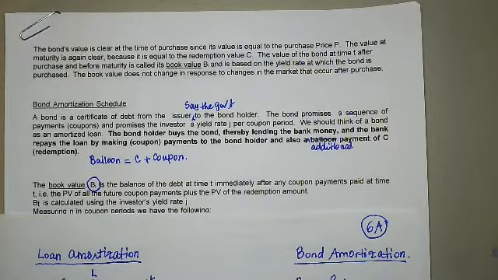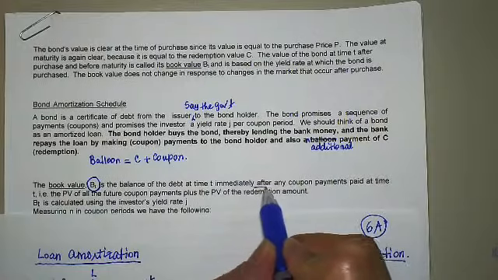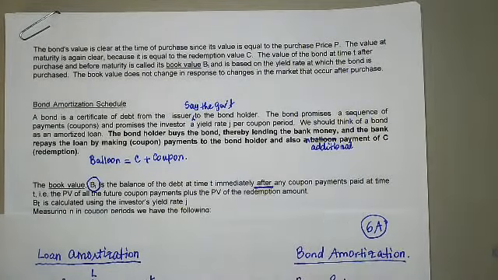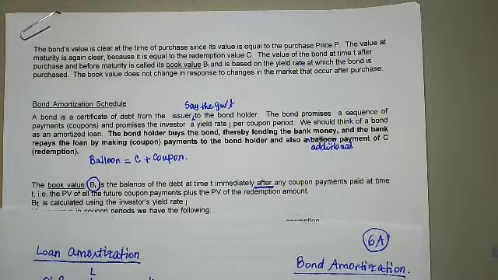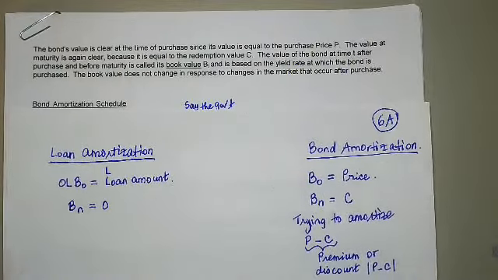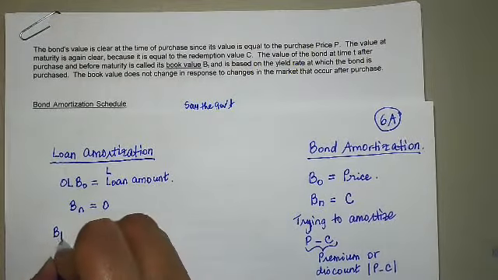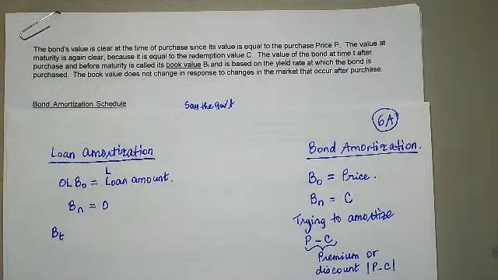The book value, B of T, is the balance of the debt at the time T immediately after any coupon payments paid at time T. So that's important. After any coupon payments. And promises the investor, blah, blah, we did that. Let's see. Paid at time T, i.e. the present value of all the future coupon payments plus the present value of the redemption. Okay, so the next thing I want to talk about is this B of T. It's talking about book value, right?